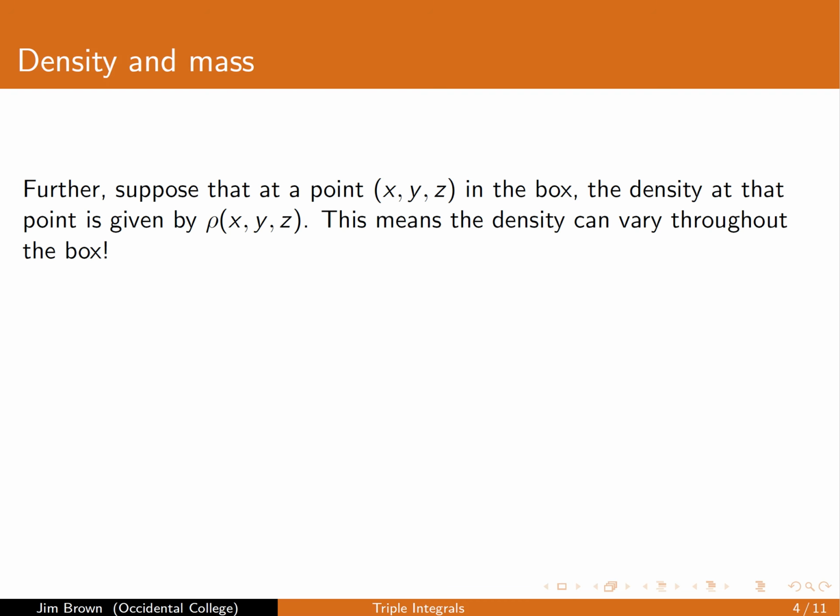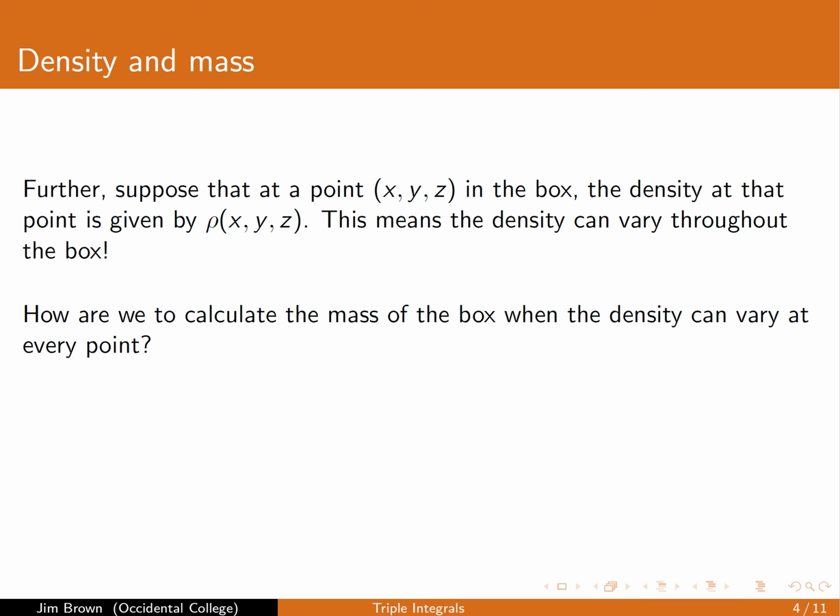But let's suppose that our density isn't necessarily constant. So at any point x, y, z in the box, the density at that point is given by some function rho of x, y, z. So it certainly could be that rho of x, y, z is constant, but it doesn't have to be. It can vary at each point in the box. You could have a different density. So the question we want to answer here is how are we going to calculate the mass of the box when we have this density rho of x, y, z that's varying?